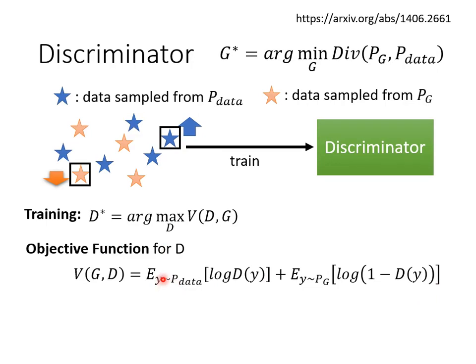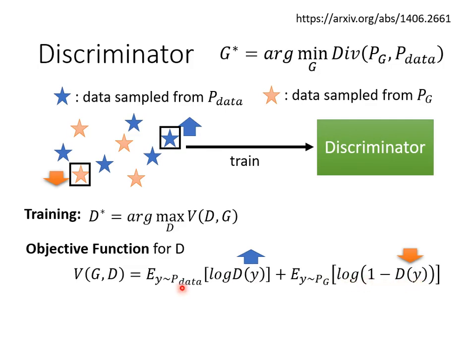We have a bunch of y that follow the distribution of P data. That is, they are real images. We feed these real images to the discriminator to get the logarithm of the output score. What about the other part of this formula? We have a bunch of y that follow distribution PG, the generator output. We also feed these generated images to the discriminator to get a score. Then compute log of 1 minus D of y.